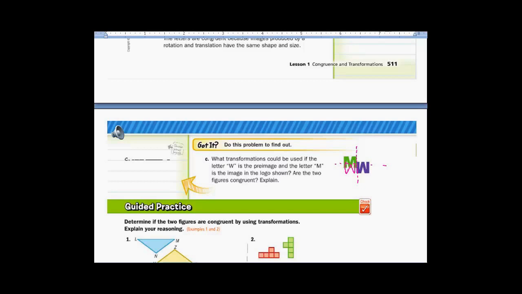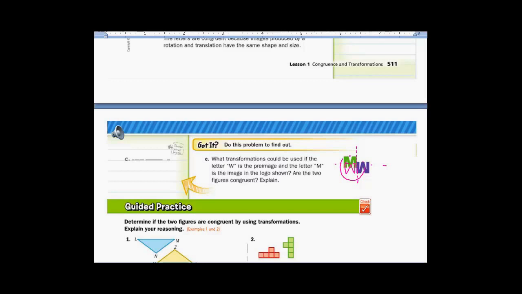A completely separate answer, you could say that you could rotate this around, and then translate it down. Whatever you want to do. There are multiple answers to this. As long as they make sense, I'd say you're good.